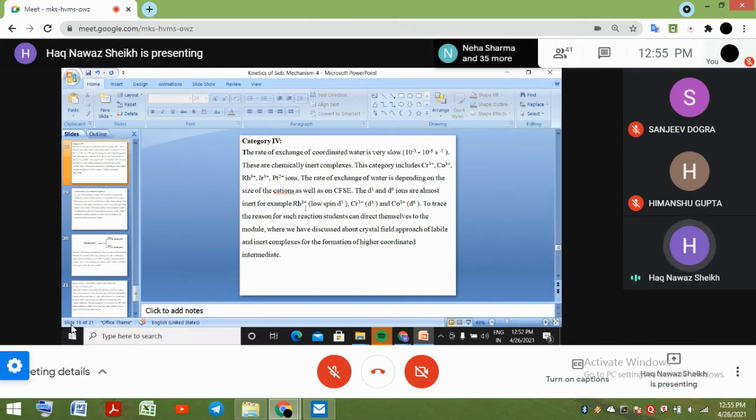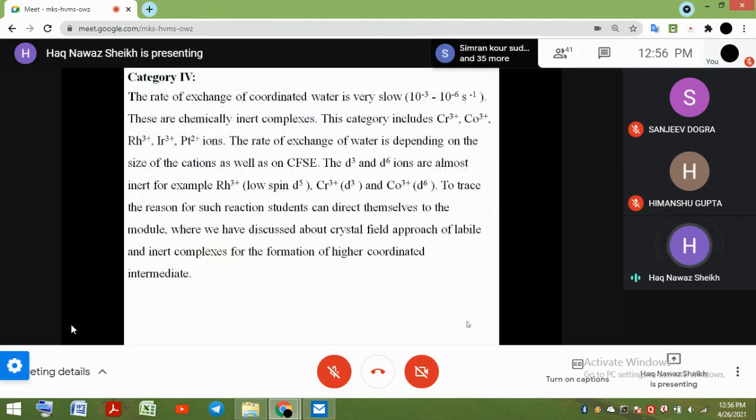For example, rhodium 3, low spin, it must be D6, it's not D7. Cobalt, rhodium, iridium, it is D6. Chromium is D3. Cobalt 3 is D6. Rhodium is just below cobalt in the periodic table. So to trace the reason for such reactions, students can refer to the module where we have discussed the various crystal field theories. We developed a table in your previous lecture showing which configurations are supposed to be reactive and which are supposed to be less reactive.